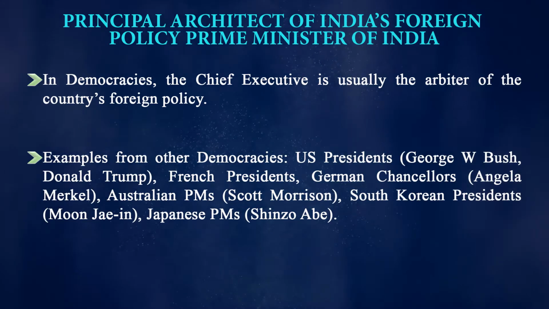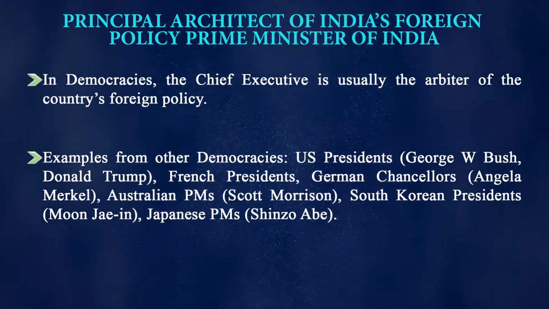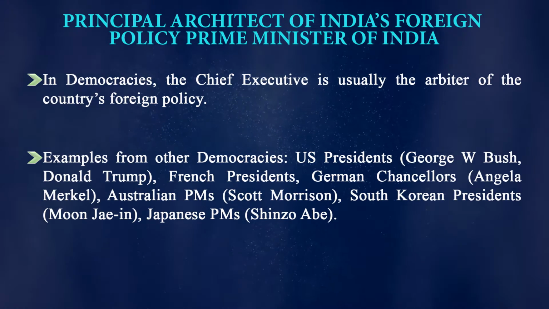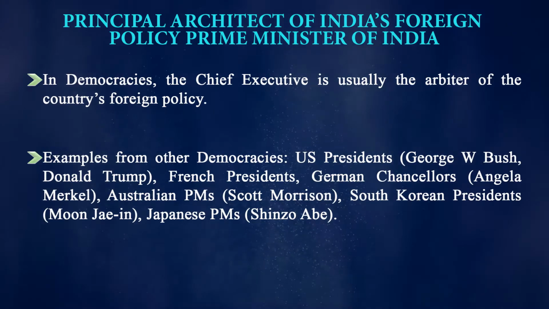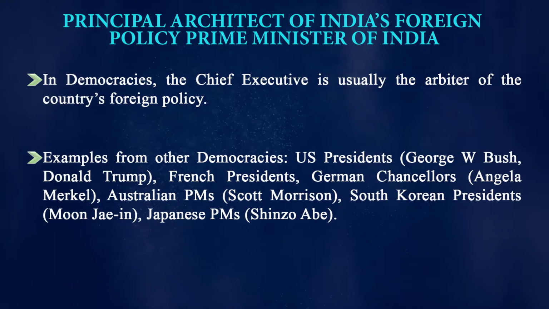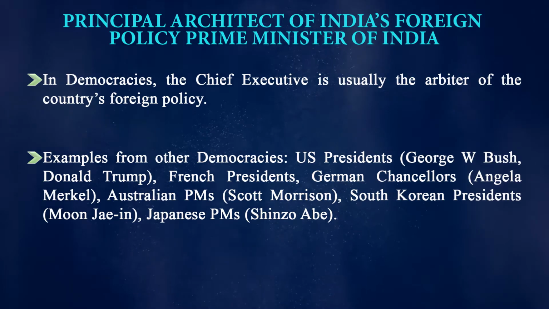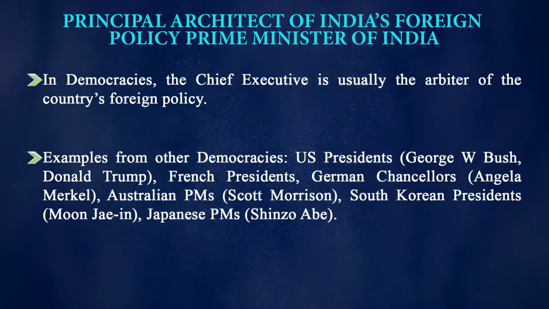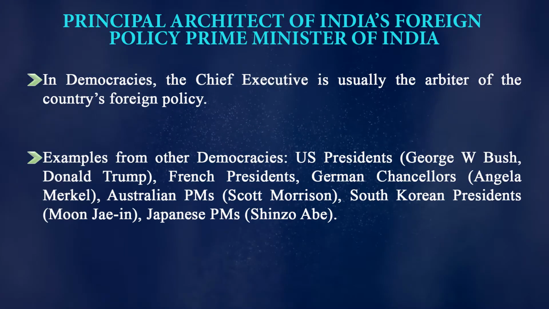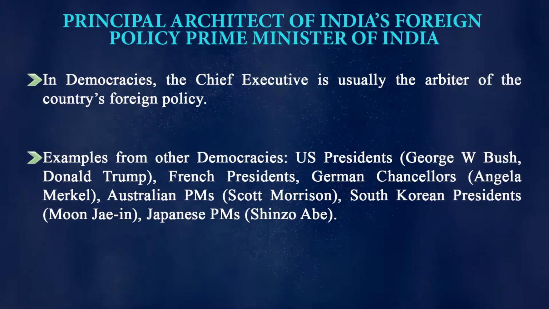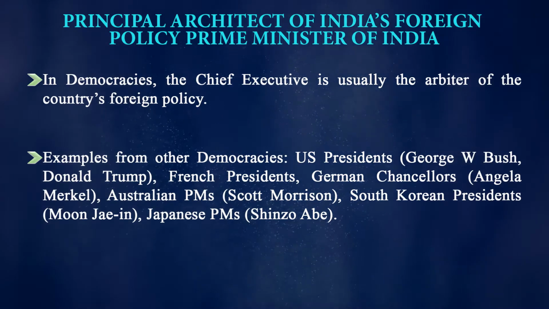We can see that George W. Bush started the global war on terror. Donald Trump went back from all the commitments that his predecessor Barack Obama had made. For instance, the Iranian nuclear deal, he went back from that. In terms of relations with NATO, the European Union, and China, Donald Trump moved very strongly away from what his predecessor had done.